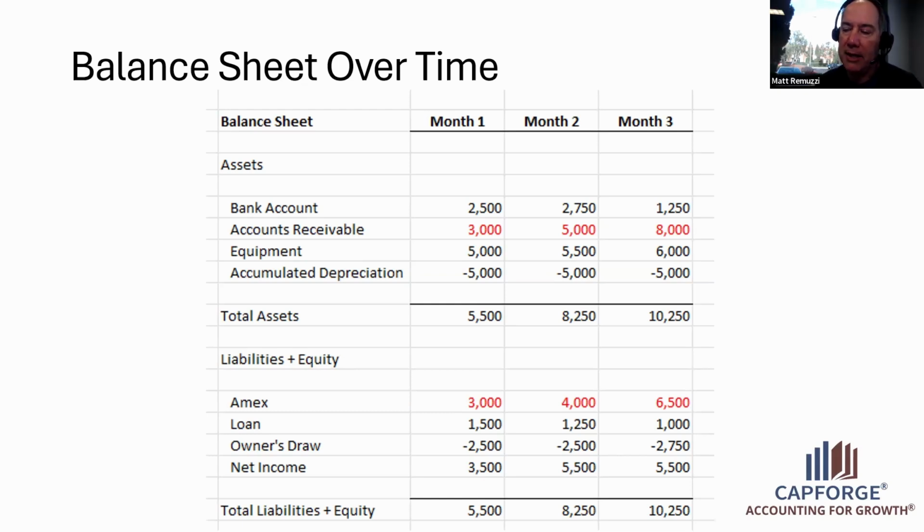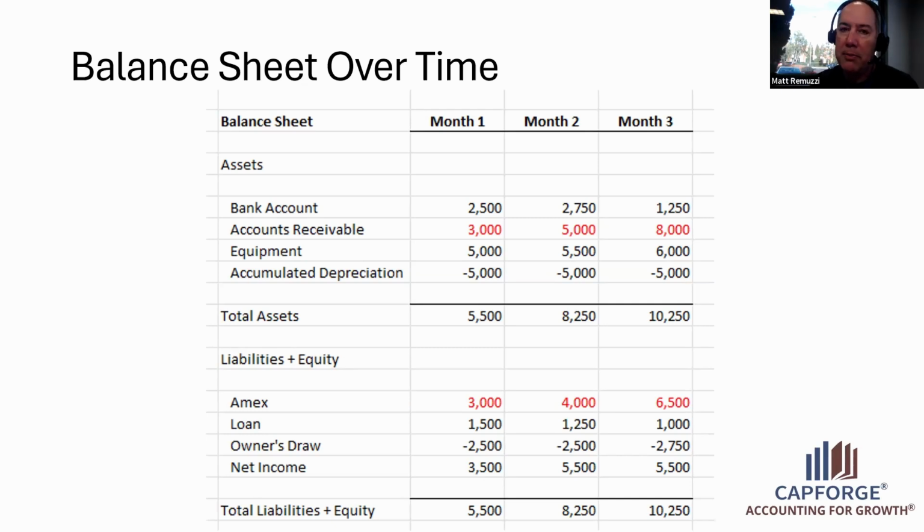Now, on the liabilities and equity side, what you can see happening is the Amex card: $3,000 was owed month one, $4,000 in month two, $6,500 by month three. Again, like invoices, this doesn't mean that you made zero payments month one and added $1,000 in month two. You could have paid the entire card off month one, but then turned around and ran up another $4,000 of expenses month two. Same thing in month three.